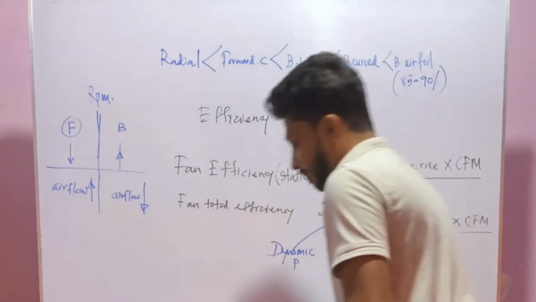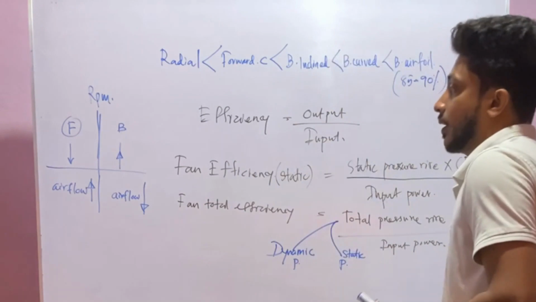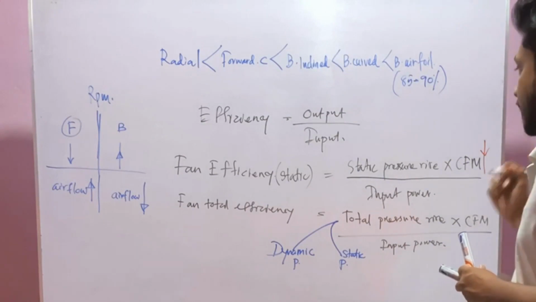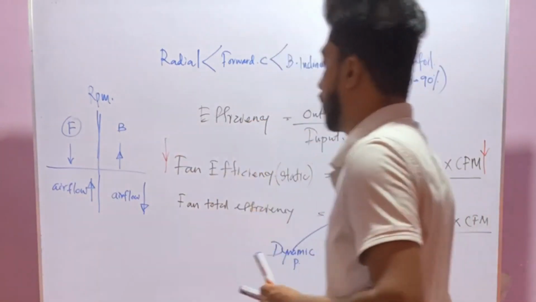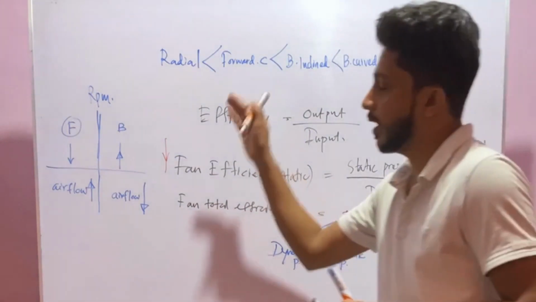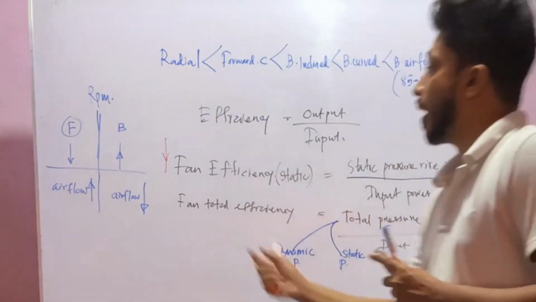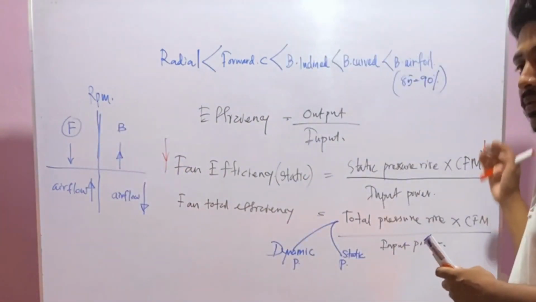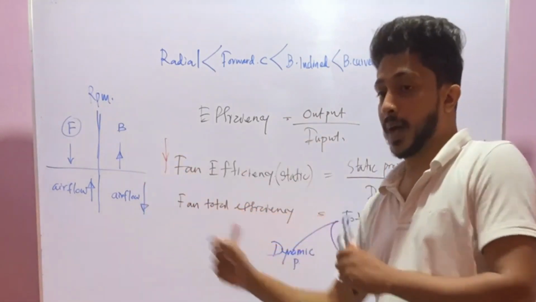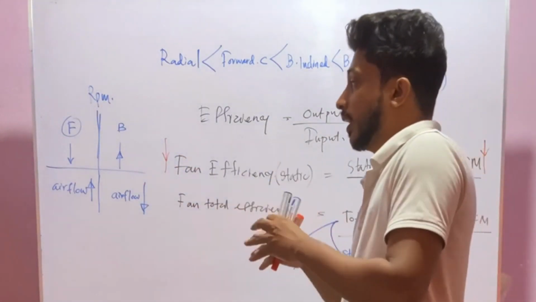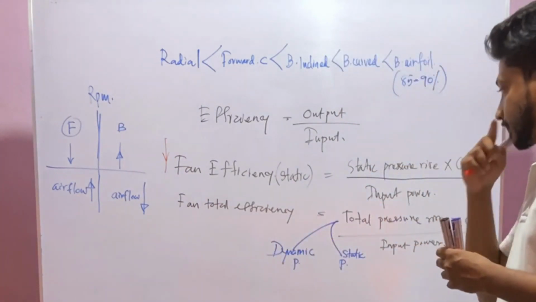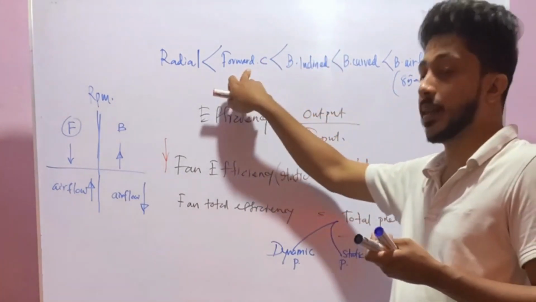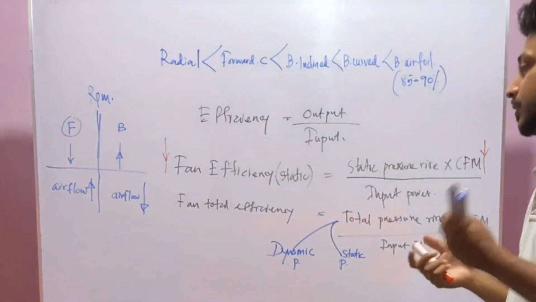So if I take this formula for the efficiency, you can clearly see if the airflow is less, efficiency is less. So in the backward curve fan, airflow is less. Forward curve fan airflow is greater compared to the backward curve fan if you compare them at a constant RPM. But still backward curve fan's efficiency is greater than the forward curve fan. So actually what is the reason for this?